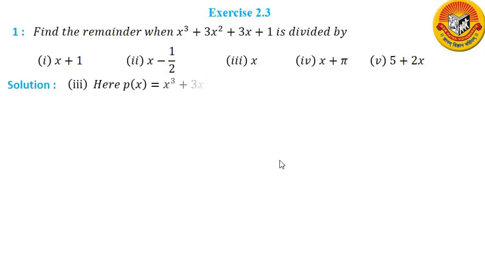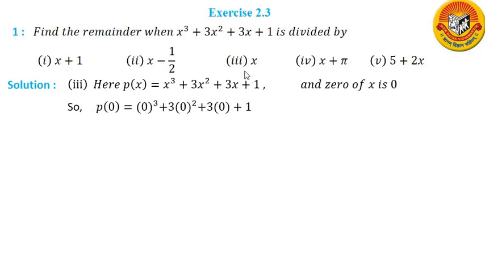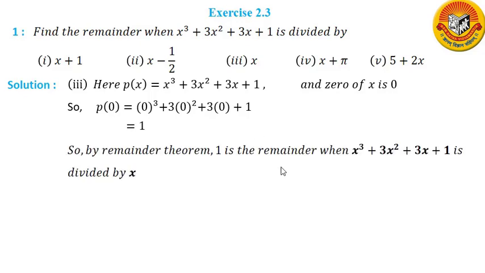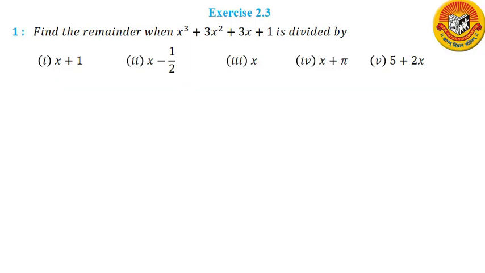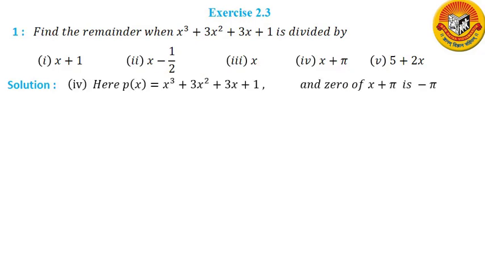Now let us see the third question. Third question, here we have to find the remainder when this is divided by x. Now for x, the zero is 0, so I replace this x by 0. I will get P of 0 as 1. So I will say that the remainder is 1 when x cube plus 3x square plus 3x plus 1 is divided by x. The fourth problem, here we have to divide by x plus pi.